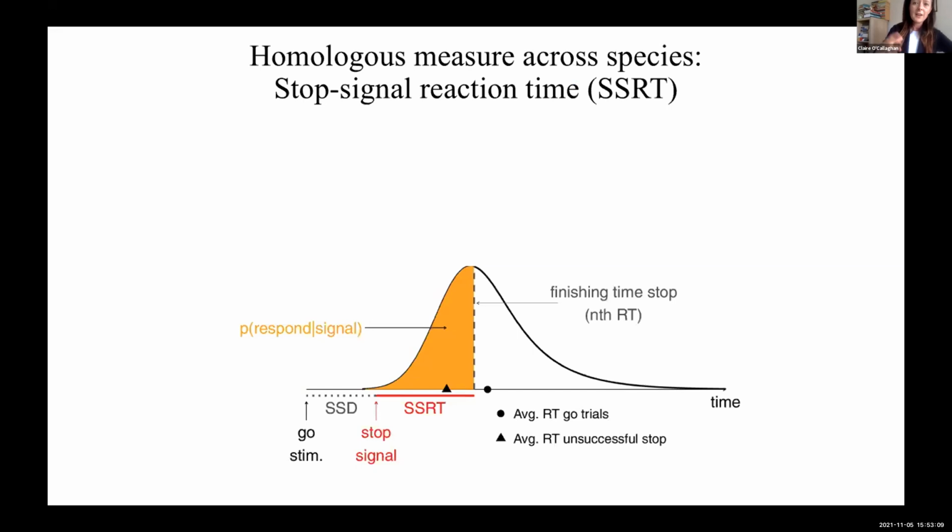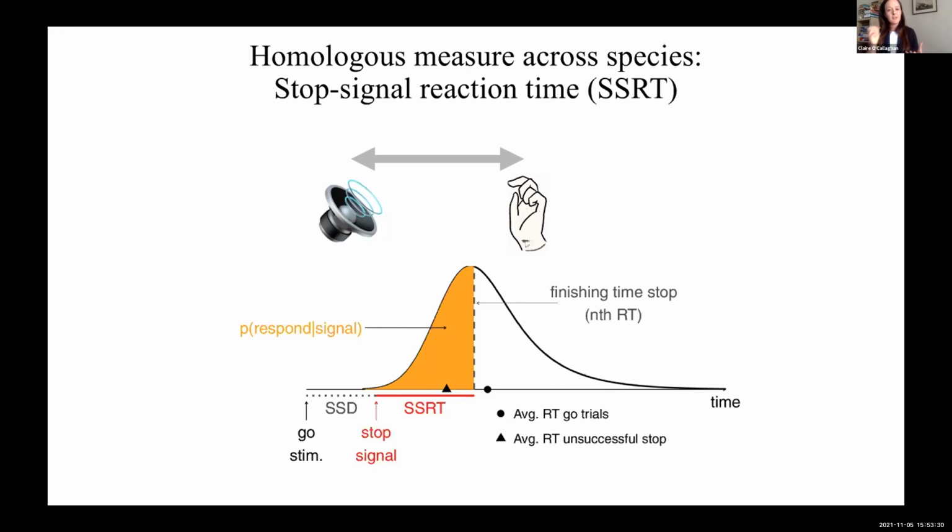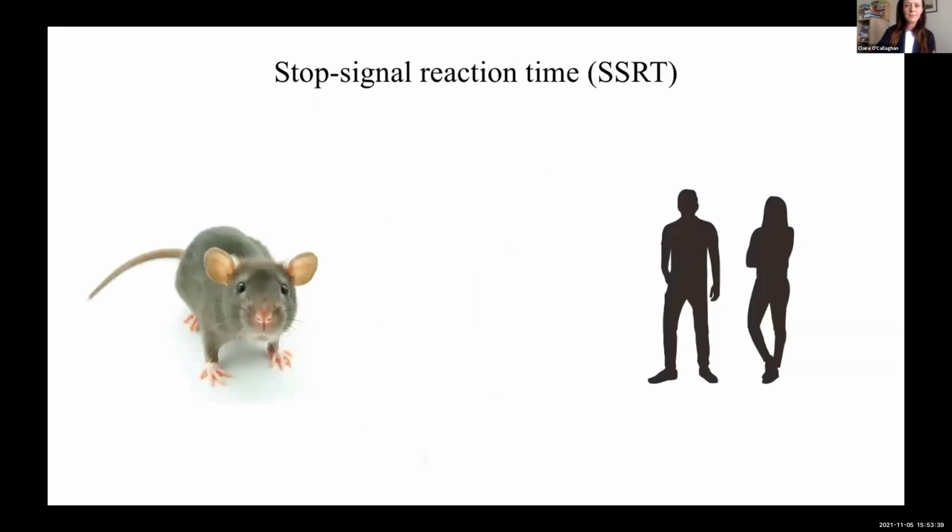So the important thing about this task is whether we're giving it to a rodent or a human, we're able to distill the same metric from it. So we're able to quantify just how fast or how efficiently a rat or a human is able to stop their response. This is called the stop signal reaction time, and it's a metric that we're able to use across species to indicate how well that response is inhibited or controlled.